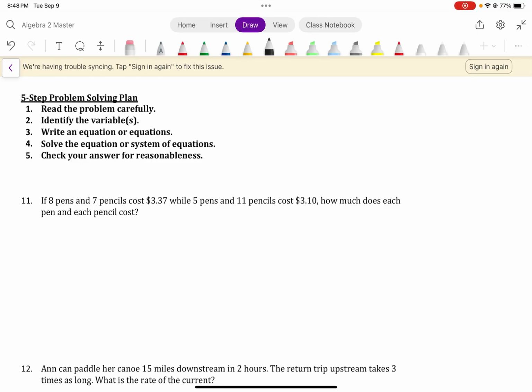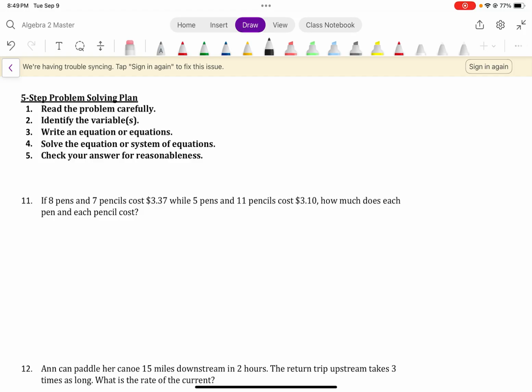In this video, we're going to start going over some word problems. So at the top there, you can see our 5-step problem solving plan. Anytime you have a word problem, you're going to go through these 5 steps. You have to read the problem carefully. I recommend reading it twice, often actually.